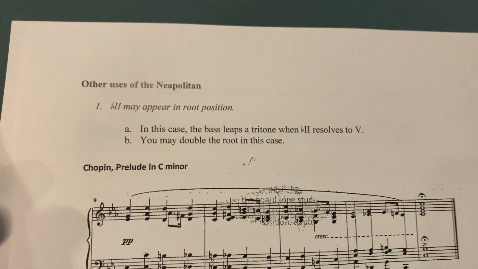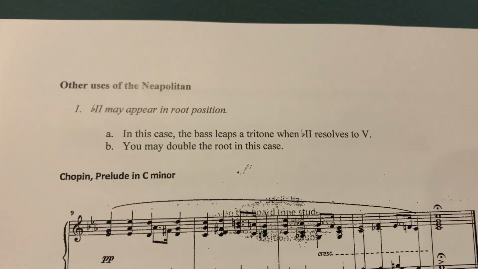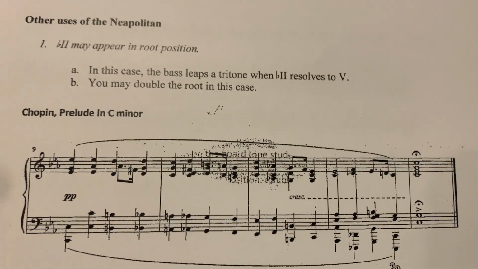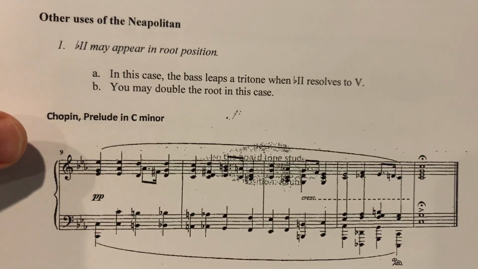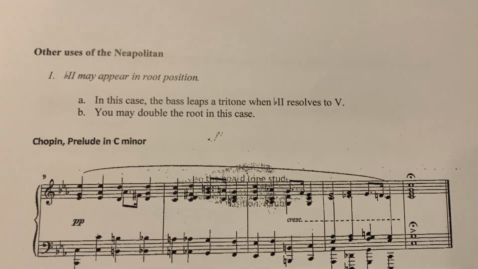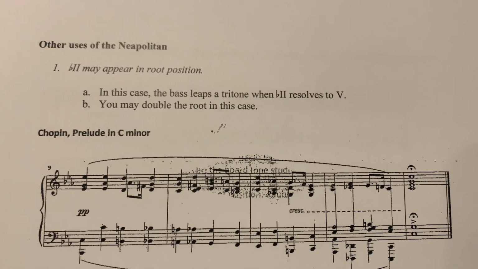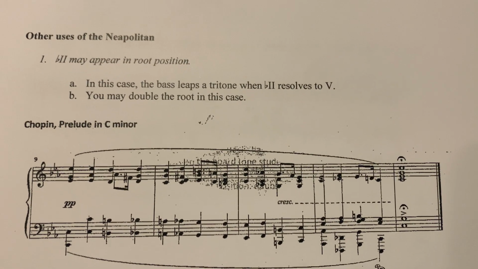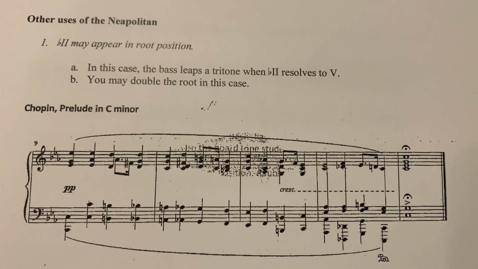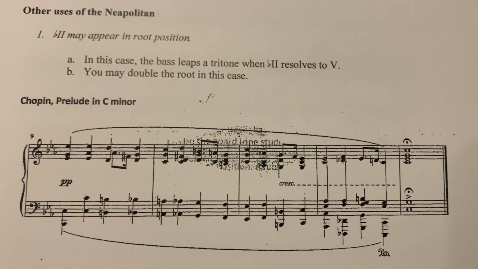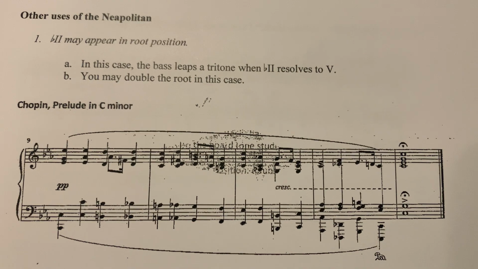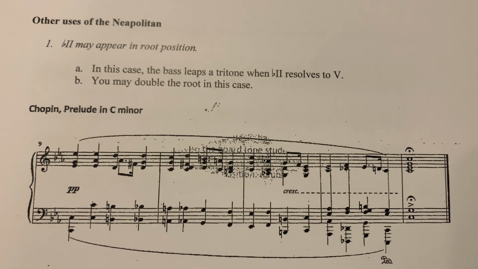So next up, 3 other uses of the Neapolitan that I thought I'd mention to you. These are all relatively common, not as common as the first option, the kind of standard Neapolitan 6th. Now, one thing that you occasionally find is that the Neapolitan may occur in root position. There's no rule against doing this. There's just a couple little odd things about the root position Neapolitan. One is that the bass will leap a tritone when it resolves to 5. You're going to get this tritone leap in the bass, flat 2 to scale degree 5.